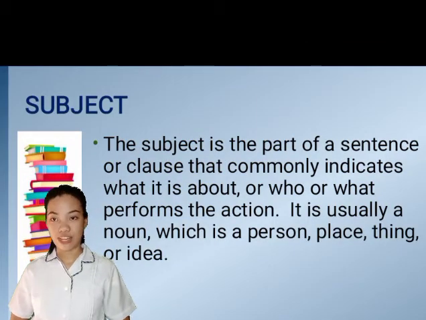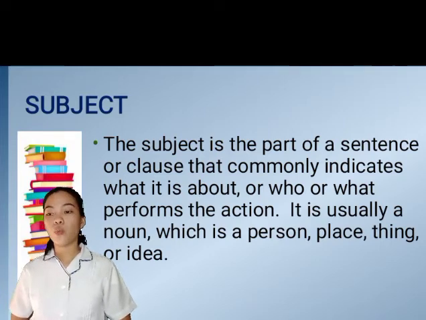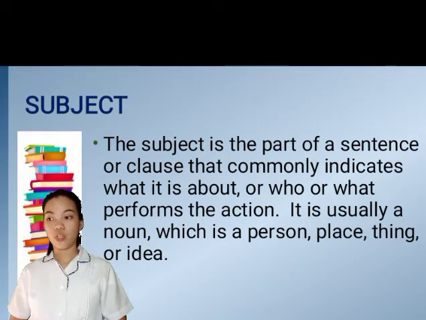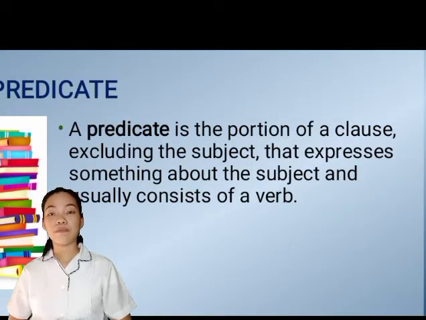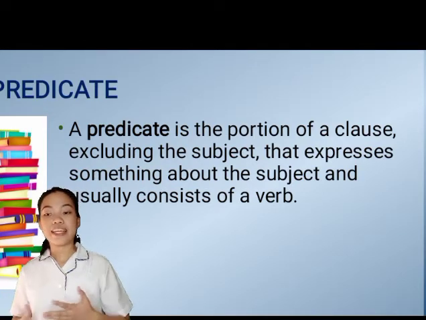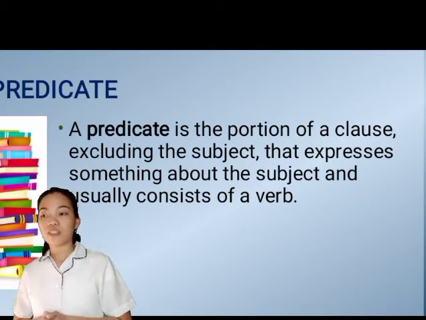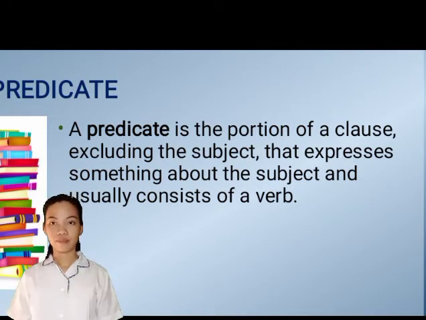So, what is a subject? A subject is the part of a sentence or clause that tells us what it is about and who or what performs the action, or who or what is being described. On the other hand, a predicate is the part of a sentence, excluding the subject, that expresses something about the subject and usually consists of a verb.